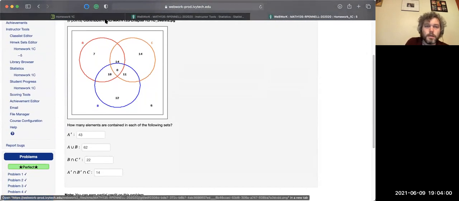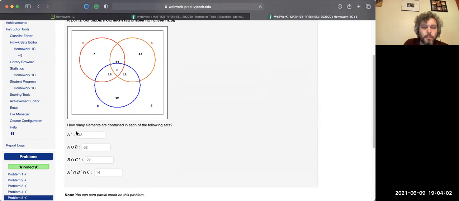Okay, let's talk about these. So we have A complement. Well, that's any number that has nothing to do with A. So that would be the 14, 11, 12, and 6. That's the part that has nothing to do with A.